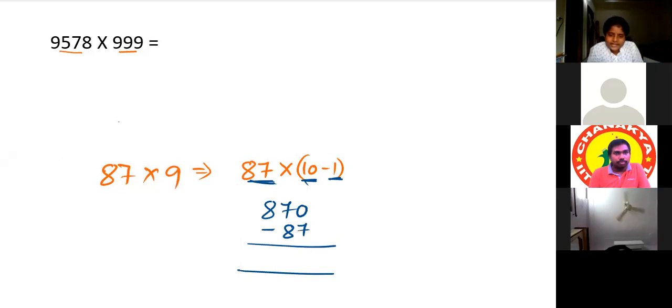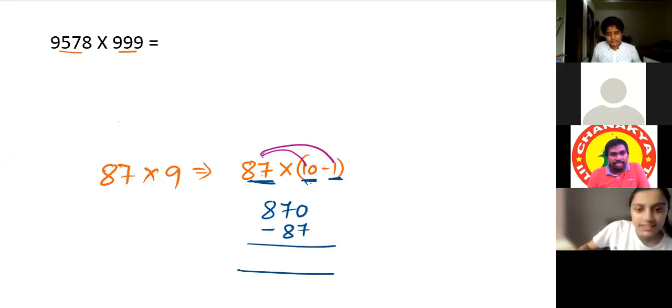Sir, why did you take 87 again? Because it is 87 times 10 minus 87 times 1. Here one value is 87, written 10 times minus 1 time. Instead of writing like this, you can also write it as 87 into brackets 10 minus 1. Why do you have to put the multiplication symbol in the middle? You don't need it.